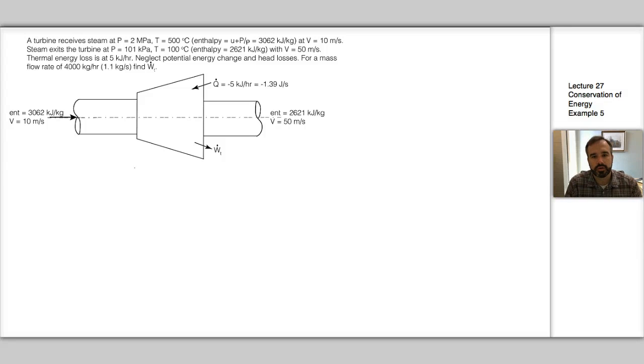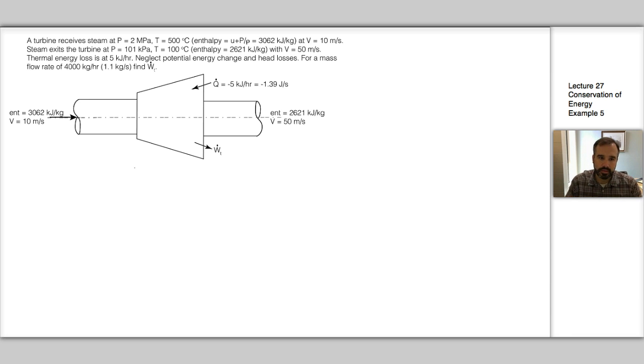This last example, I want to go over a problem where the thermal energy change or the internal energy change is not negligible and we do have some heat transfer. So this is kind of a problem that will bridge fluid mechanics and thermodynamics. When you start doing your thermodynamics classes, you can think about how this type of problem works into what you'll be doing in that class.